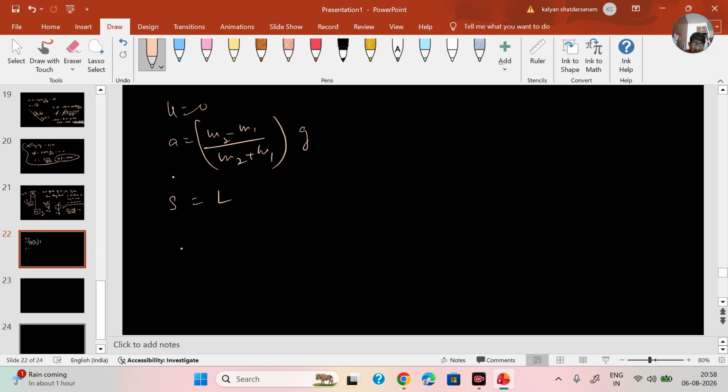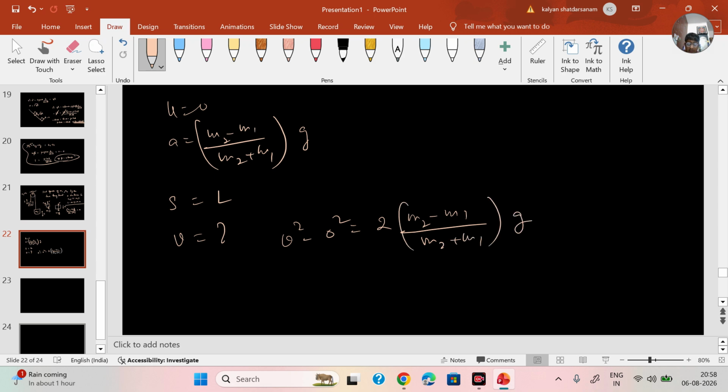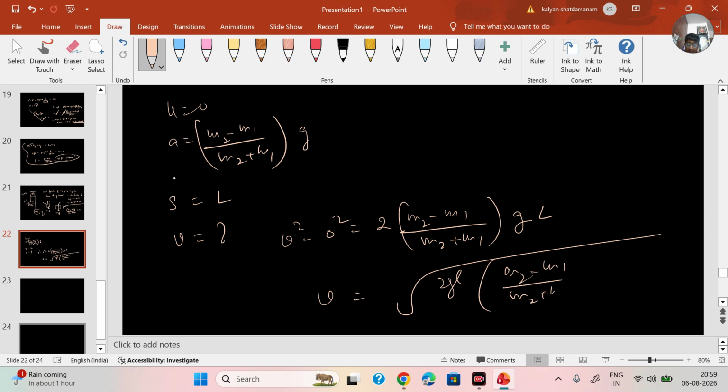Take any one block, starting from rest. Acceleration is (m2 minus m1) by (m2 plus m1) into g. Displacement is L meters. What is the final speed? Again, v square minus u square is 2as. v square minus u square is 2 into (m2 minus m1) by (m2 plus m1) into g into s, where s is L. So v will be root of 2gL into (m2 minus m1) by (m2 plus m1). This is the speed for both blocks, because both blocks have the same speed. Their velocities are opposite, but speeds are the same. The constraint demands that. If one block has speed v, the other should also have speed v, otherwise the string will break.